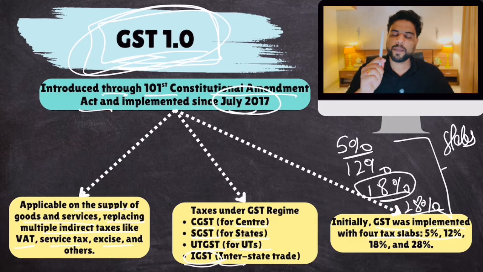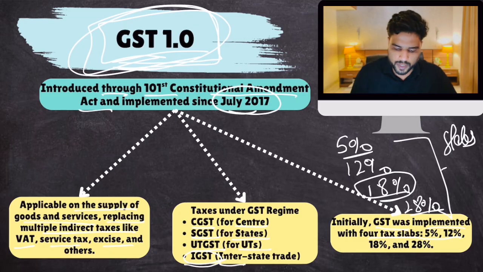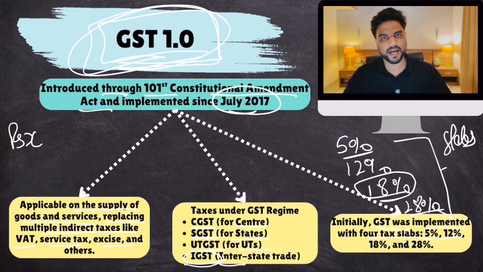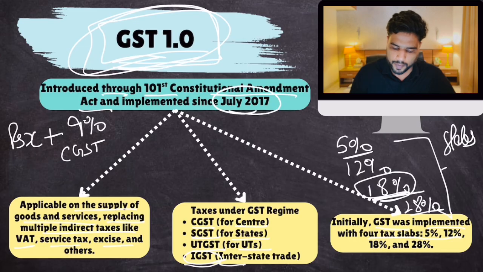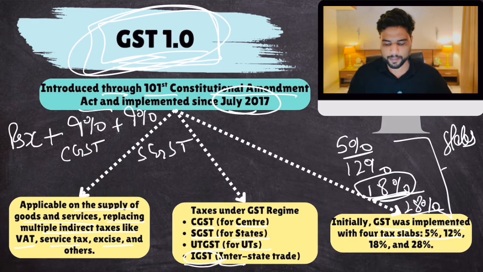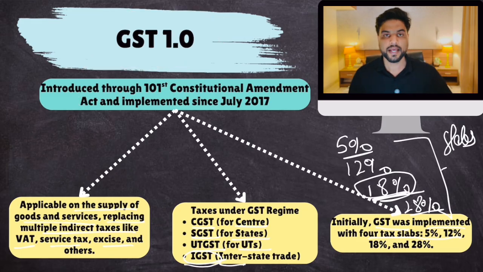Okay, now if this pen is manufactured in Maharashtra and is sold in Maharashtra, then what would be the tax on this? So this would be the price of this pen. It is made in Maharashtra, sold in Maharashtra. It comes under 18% slab. So there would be 9% CGST plus 9% SGST. 9% CGST would go to central government, 9% would go to state government, Maharashtra government. Very simple.